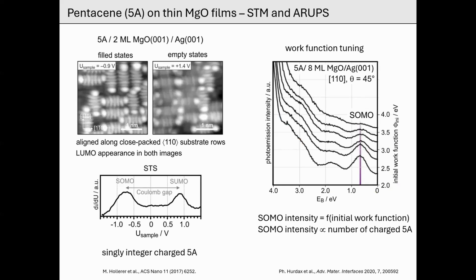Now we go to photoemission. We see in photoemission the same peak that we see in STS at the same energy. So this corresponds to the SOMO. And here now we did the work function variation.